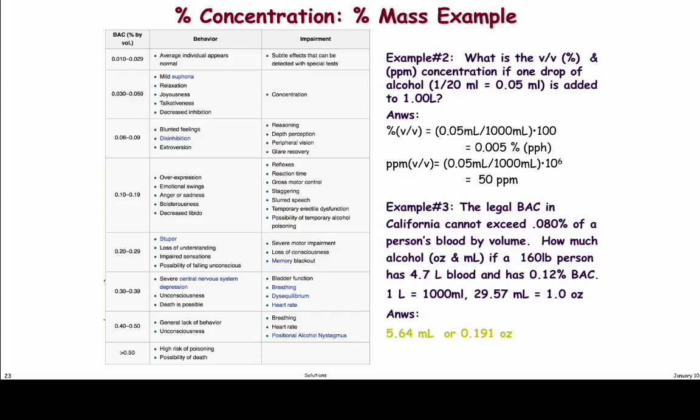Those are all impairments. And then you can see what happens when you have even more alcohol in your system. You're in a stupor between 0.2 and 0.29, and between 0.3 and 0.39 your central nervous system is depressed. At 0.4 to 0.5, there's a general lack of behavior, generally you're unconscious, your breathing is impaired, and your heart rate might be in crisis. And then over 0.5, you have a high risk of alcohol poisoning, and you could possibly risk death.